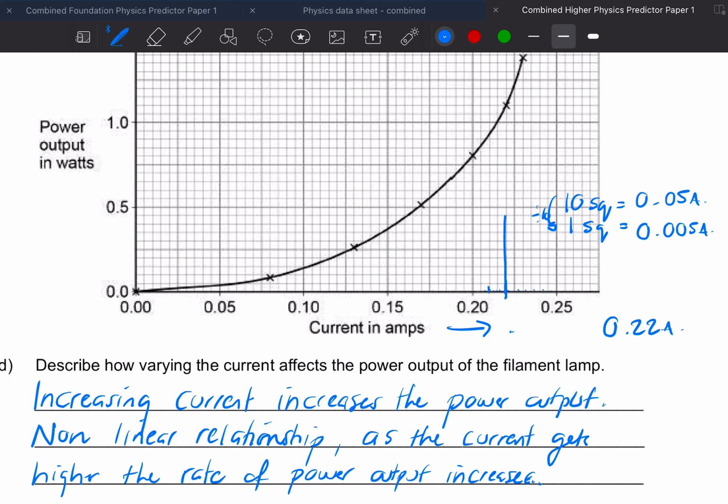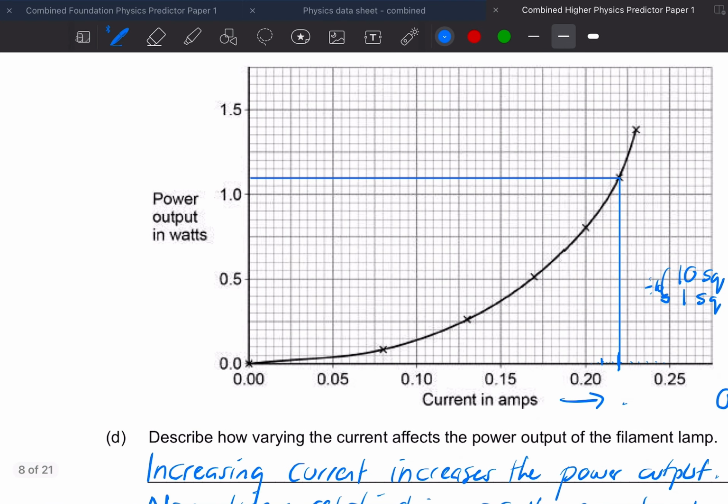Remember, get your ruler, and we draw it up, and we actually hit that point there, which is lucky. We're going to draw that across, making sure to keep it as straight as possible using the ruler. And we hit this point here. So again, we're going to check our scale. It's easy to check here. 1, 2, 3, 4, 5, 6, 7, 8, 9, 10. So we've got 10 squares equal to 0.5 watts. So 1 square, divided by 10, equals 0.05 watts.